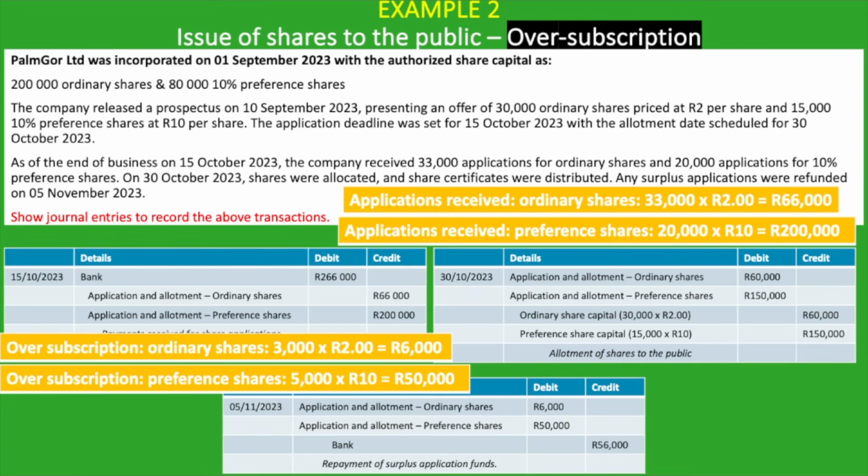I hope that was easy enough. If you know the steps that you are supposed to follow, if you can take note of it, then it will make your life quite easy when you're dealing with this transaction. Now let's look at the scenario where you have undersubscription, where unfortunately you didn't have enough applications for your shares. What do you do then? Well, let's look at the example.